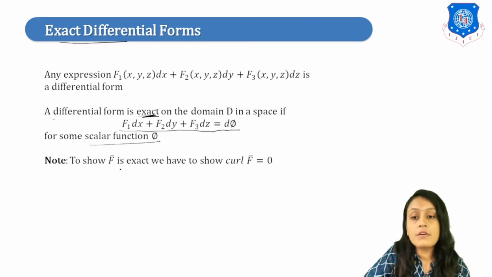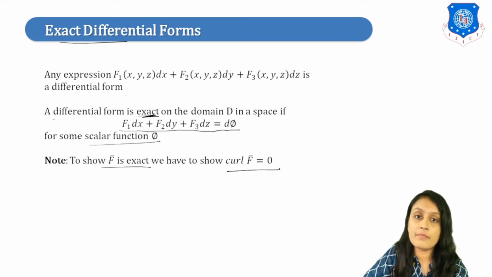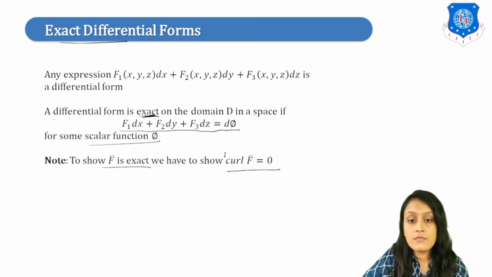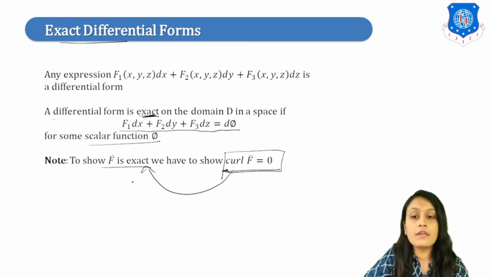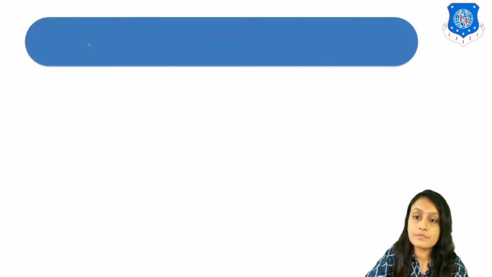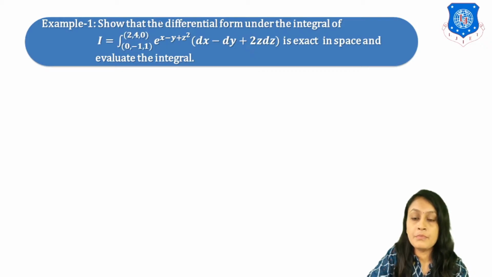Whenever we have to show that f bar is exact, we will find curl of f bar equal to 0. If we can show that curl of f bar is equal to 0, then we can say that the given field f bar is exact. Now let's discuss one example. Show that the differential form under the integration is exact in a space and evaluate the integral. First we have to show that it is exact, so for that we have to show that curl of f bar is equal to 0.